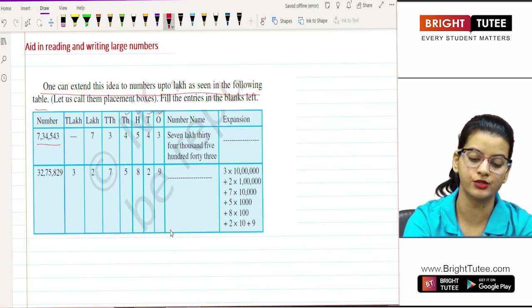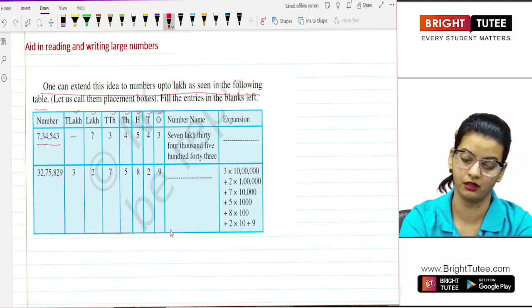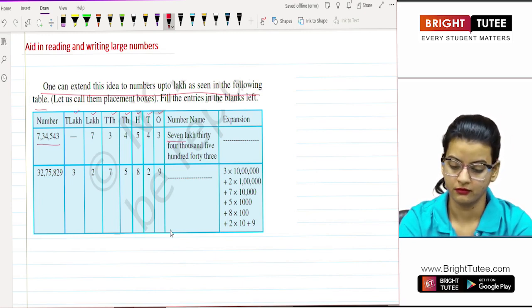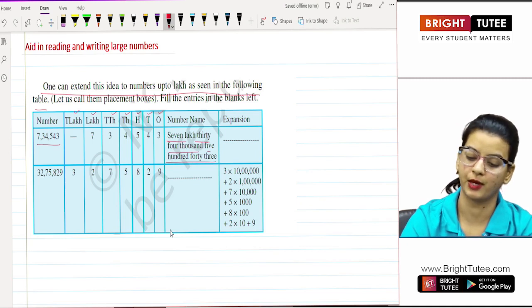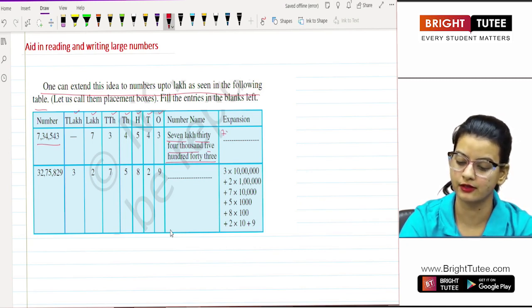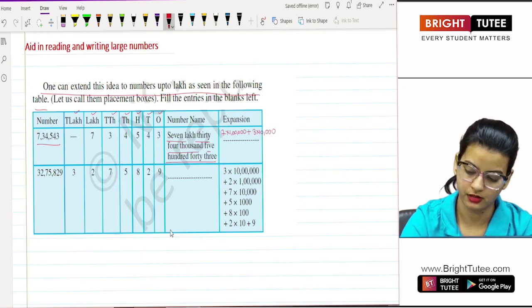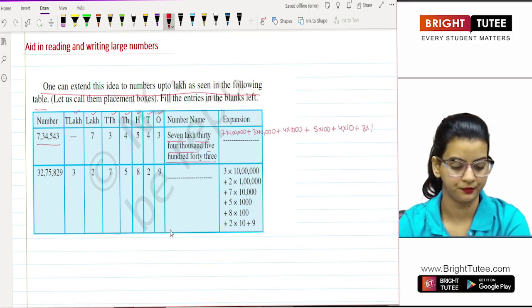So how are we expanding it? Ones, tens, 100, 1,000, 10,000, lakh and 10 lakh. And we have written the digits under their respective places. So this is 7,34,543. This is the number. This is the expansion. If you want to expand it, you can write it as 7 into 1 lakh plus 3 into 10,000 plus 4 into 1,000 plus 5 into 100 plus 4 into 10 plus 3 into 1.